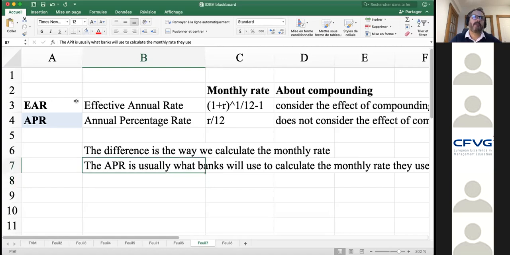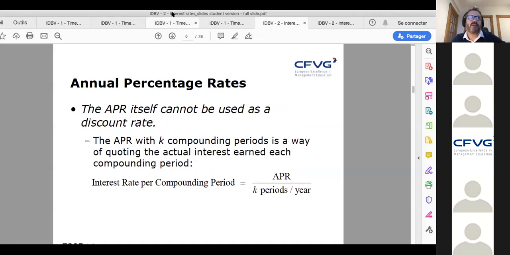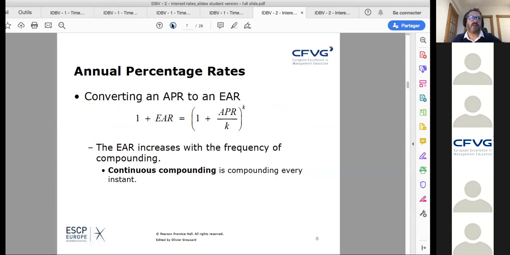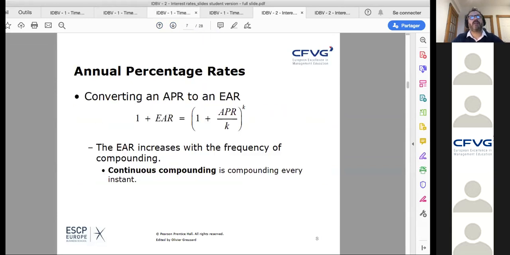For example, no, we're not going to take the previous example because it's a future value. So I'm going to have a look at what is in the slides. I'm sure there is an example afterwards. Okay, so the annual percentage rate, APR itself, cannot be used as the discount rate, but we use the monthly rate as a discount rate. Okay, so I'm going to take an example because I don't have one.